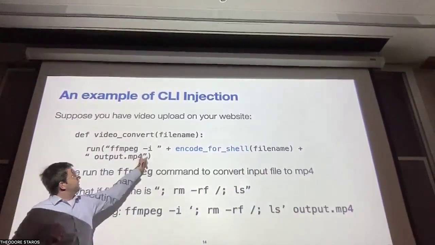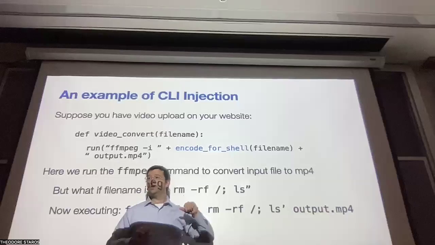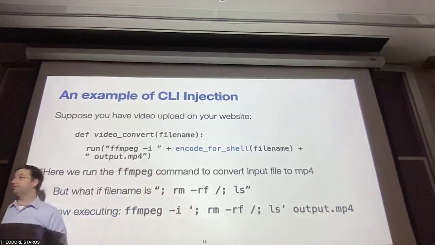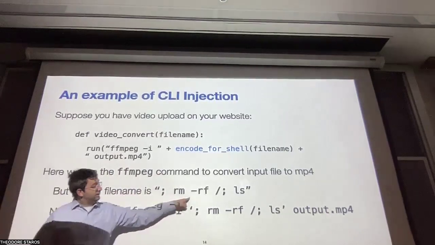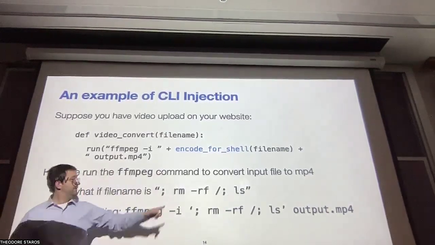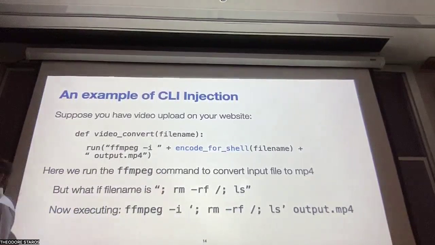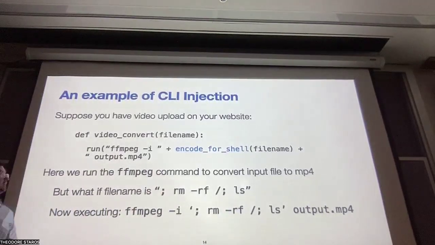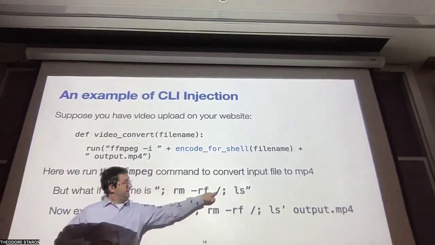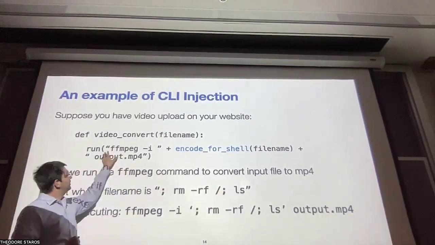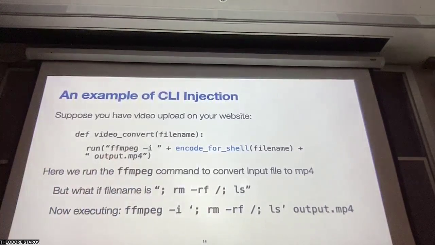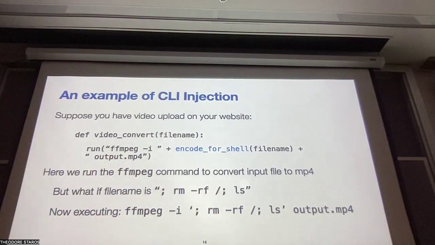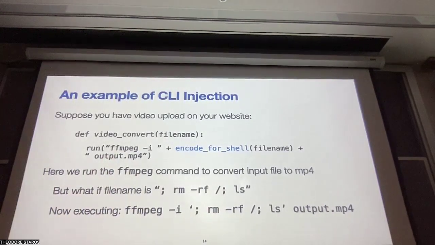You would still output ffmpeg -i, your file name, output.mp4. But if the file name is, for whatever reason, specially constructed, for example, like this, the shell will not necessarily interpret it as a single file name. For example, if this is the file name, the shell will see three commands. ffmpeg -i, which will cause ffmpeg to print a help message about how you should use the -i flag.